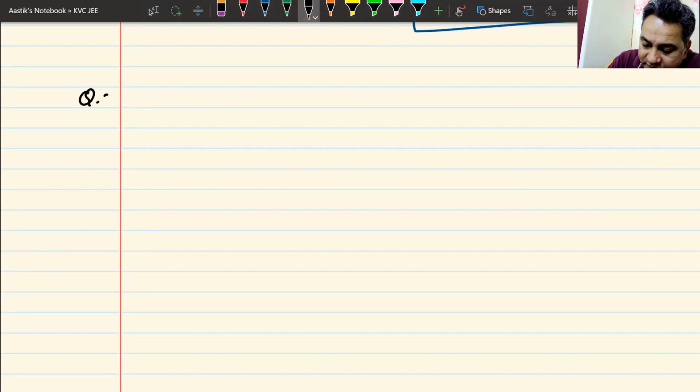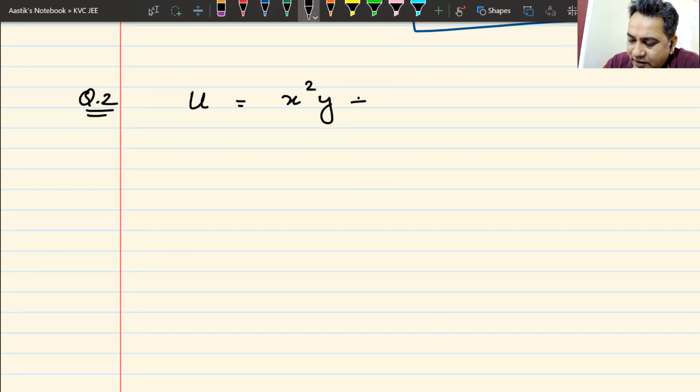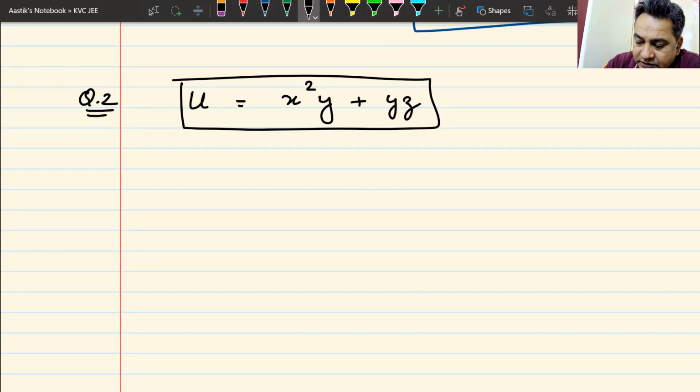And if you can do this, well done. The energy function of a force is given by x squared y plus yz. I already gave this question previously, but then I changed it. Can you calculate the force function, the conservative force whose energy is given by this equation? A minute, 2 minutes. The time starts now.